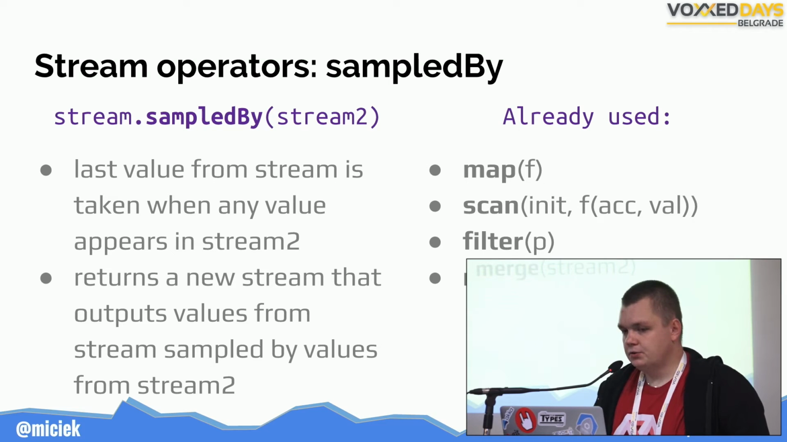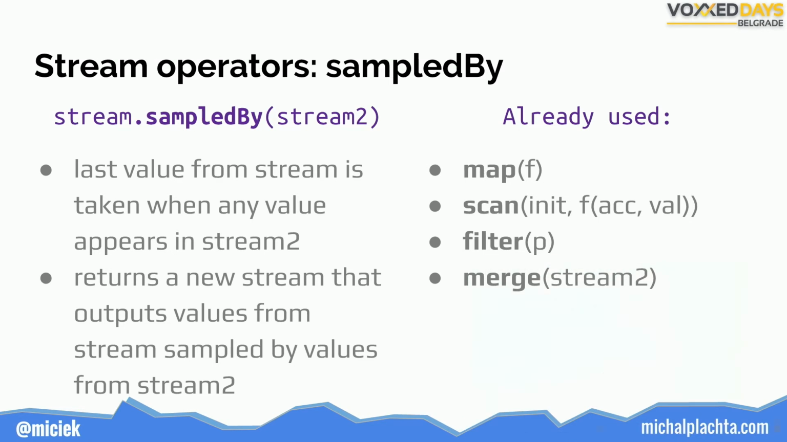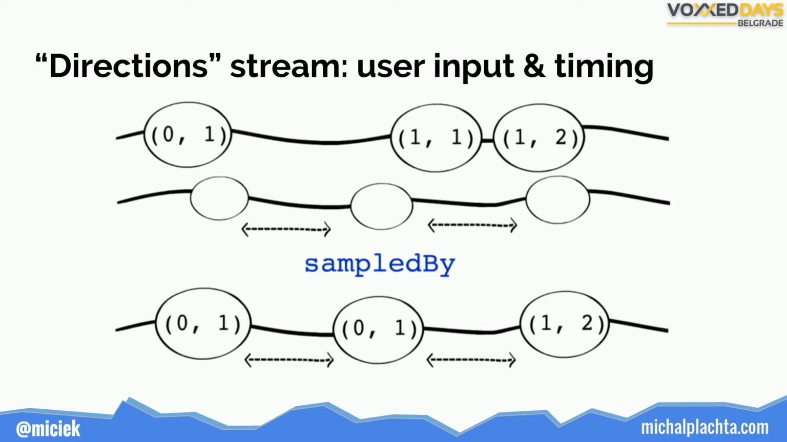So let's introduce a new operator, sampled by. What it does, it takes two streams as an input. The first one is value stream, and the second one is sampling stream. Anytime something appears in sampling stream, we get the last value from value stream and output it. It's better shown using this kind of example.